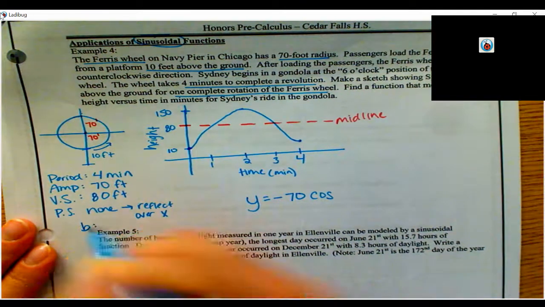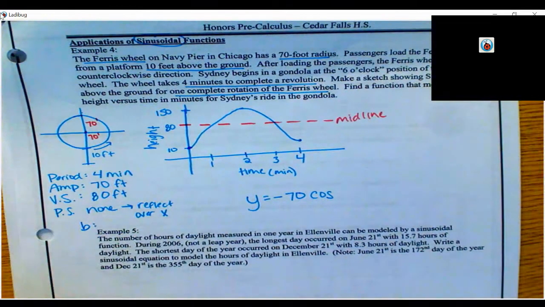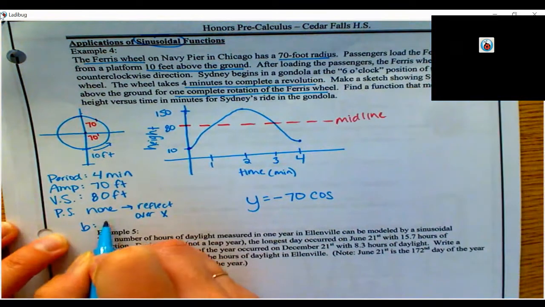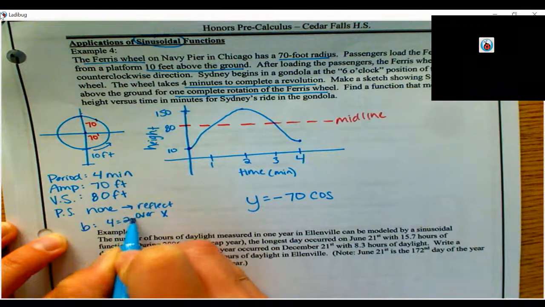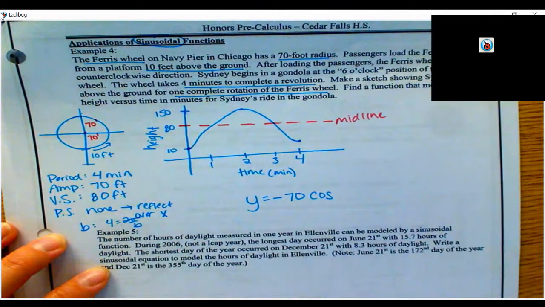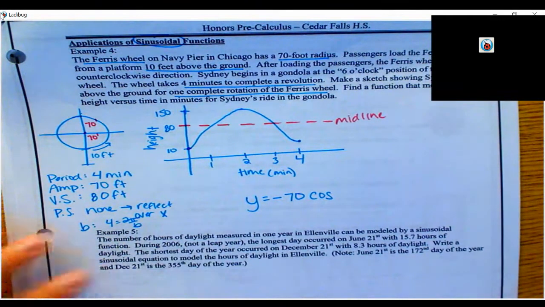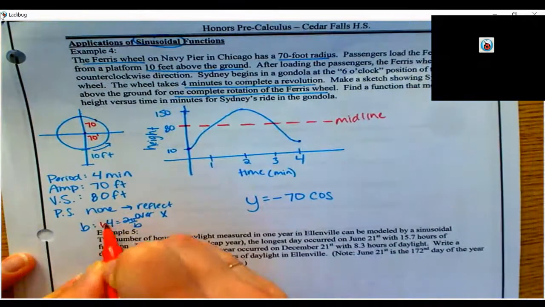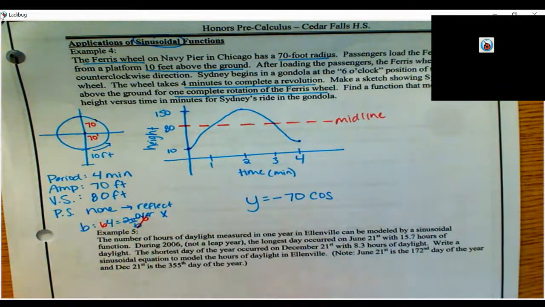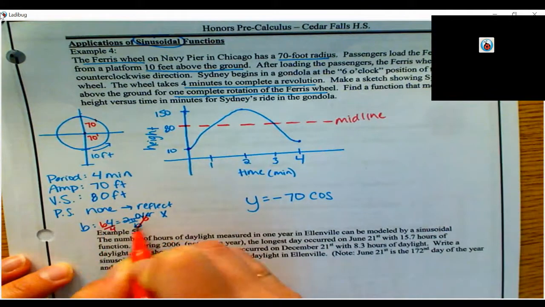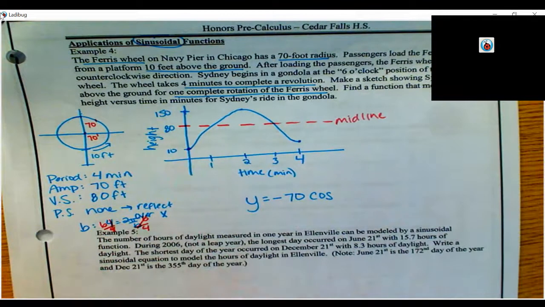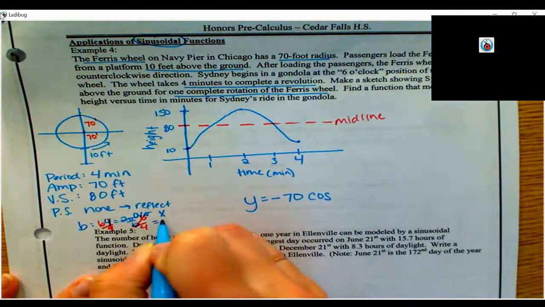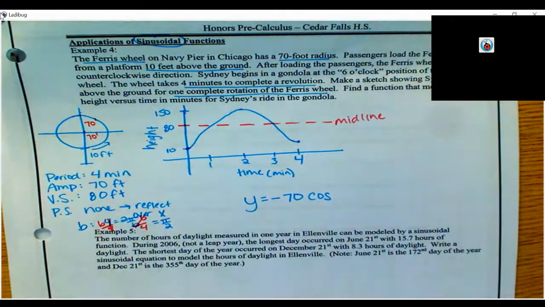We should probably find b. Remember, b is found by taking 2 pi divided by, or your period equals 2 pi over b. My period is 4. I got to set that equal to 2 pi over b. If you want to, you can multiply both sides by b and then divide by 4. So you get b equals 2 pi over 4, which simplifies to pi over 2. So b is pi over 2.